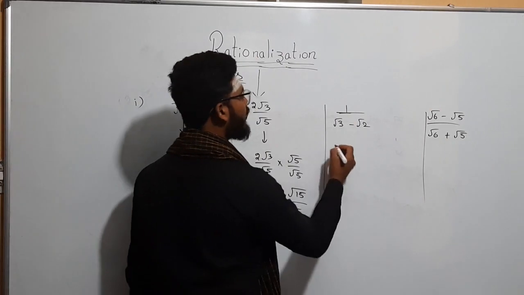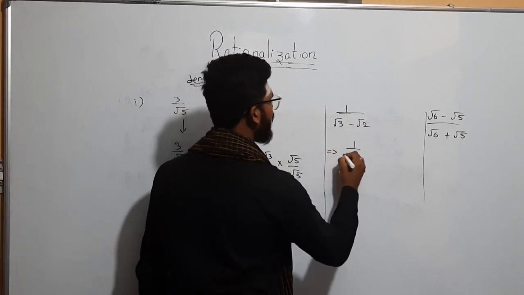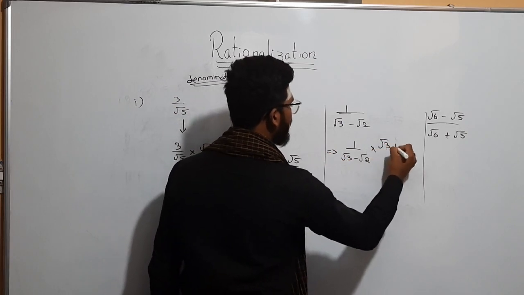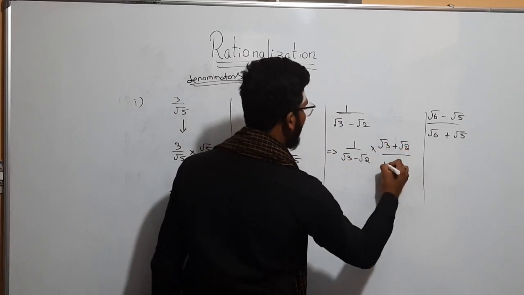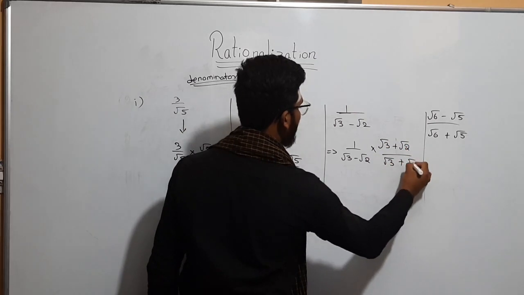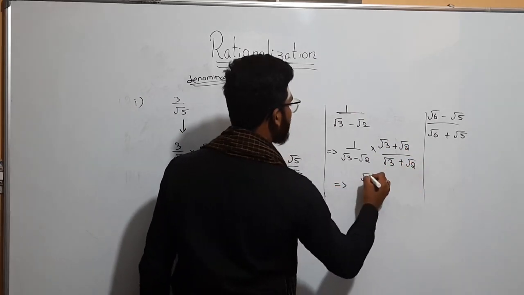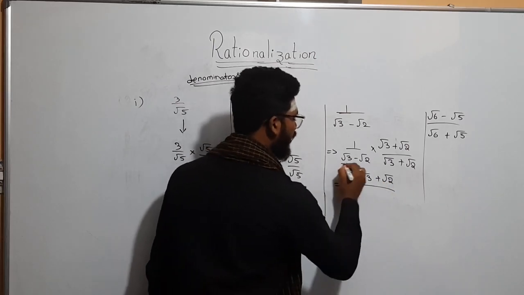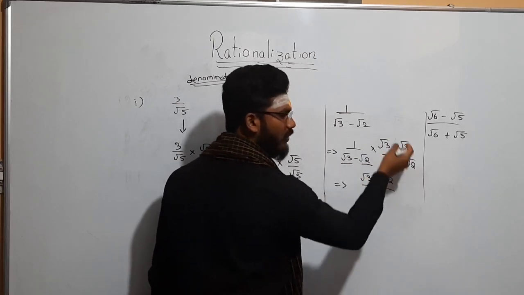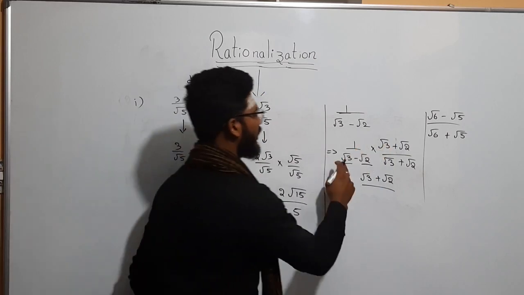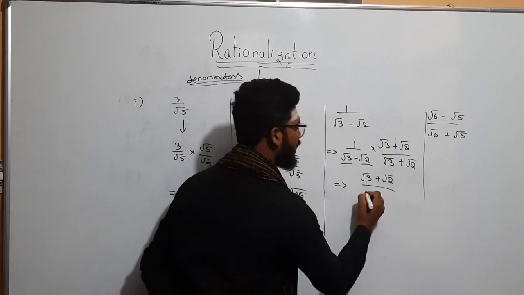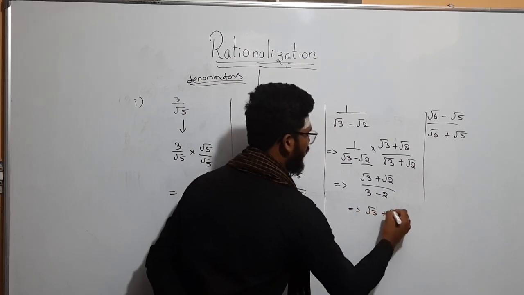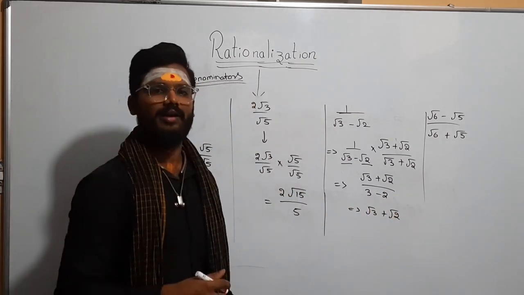Next, we have to rationalize the denominator. We know its rationalizing factor, right? So the rationalizing factor is root 3 plus root 2. So we have to multiply and divide with its rationalizing factor in order to not change its value. They are asking to only rationalize the denominator. So a minus b into a plus b, a square minus b square. So 3 minus 2. So root 3 plus root 2 by 1. So by 1 is negligible.